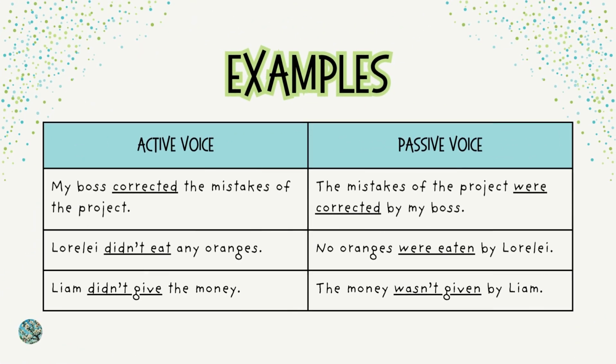Let's see some examples. My boss corrected the mistakes of the project. The mistakes of the project were corrected by my boss. Lorelei didn't eat any oranges. No oranges were eaten by Lorelei. Liam didn't give the money. The money wasn't given by Liam.